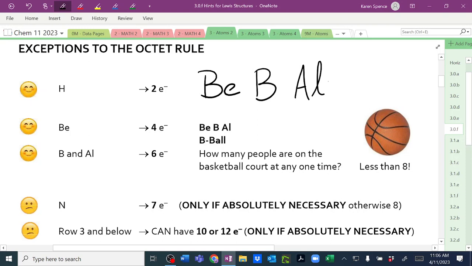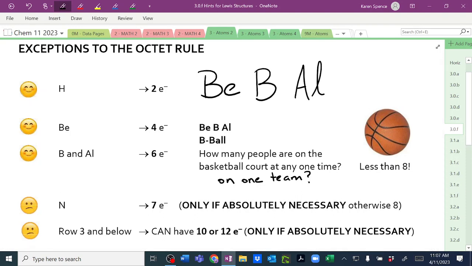This is only a good question if you're like me and you don't know a whole lot about sports. How many people are on the basketball court at any one time on one team? Less than 8. That's Miss Spence's answer. How many? I don't know, but I know it's less than 8. It's not really a very good thing, but maybe you can laugh at Miss Spence and that will help you to remember. I hope it does. Otherwise, you can just laugh at me and enjoy that part of the day.